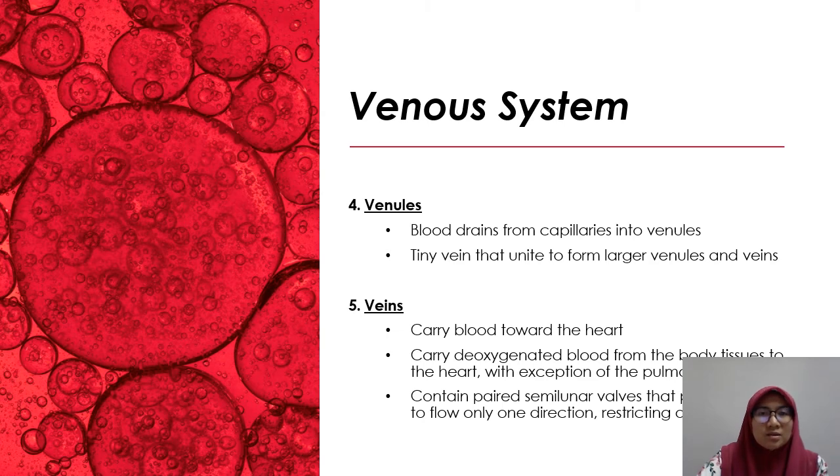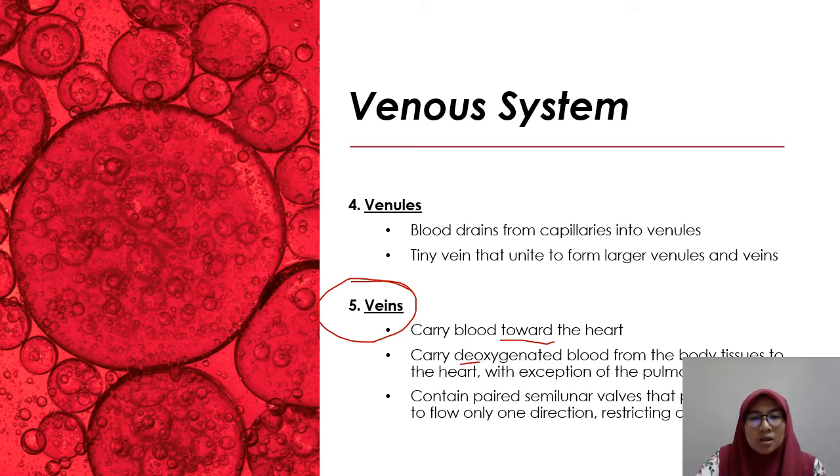Okay, venous system, veins start with the venous. So venous, blood drains from the capillaries. Okay, apa darah yang keluar from the capillaries into the venous. So the tiny vein, venous adalah tiny vein yang paling kecil sekali that unite to form larger venules and veins. So yang paling besar salurannya adalah veins lah. So veins is carry blood toward the heart. Dia akan membawa darah ke jantung.